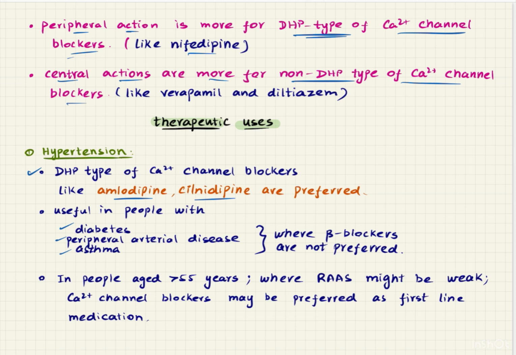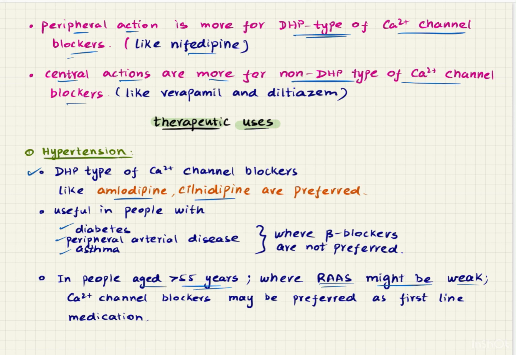And in people aged over 55 years, the renin-angiotensin aldosterone system might not be that strong. It might be weak. So targeting the renin-angiotensin aldosterone system by giving angiotensin converting enzyme inhibitors or angiotensin receptor blockers might not be very prudent. And rather, if calcium channel blockers are preferred as the first line drugs in this population, it will be more therapeutically beneficial.